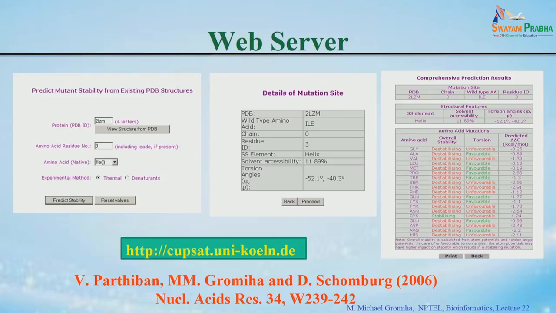Now, you can have a server, this is the CUPSAT server. It takes the PDB ID, and you have to give the residue number and which residue, and whether you need thermal or denaturant. If you predict stability, first it will automatically calculate the secondary structure and accessibility, and it will calculate torsion angles. If there is any problem in the torsions, it will tell you the torsion is a problem. In this case, the results are not reliable. If it is fine, then we proceed to the next step. Then finally, it will give the prediction results. For this mutation, this isoleucine is mutated to all the 19 other residues.